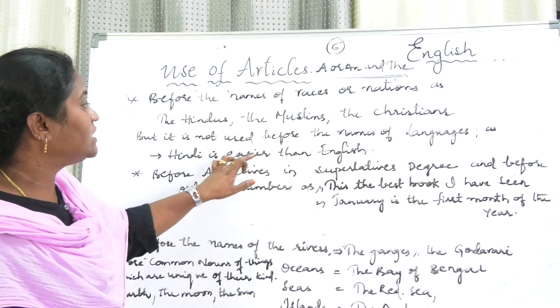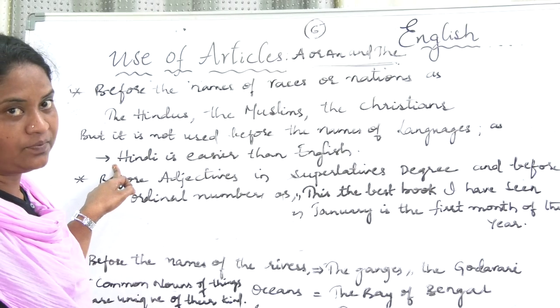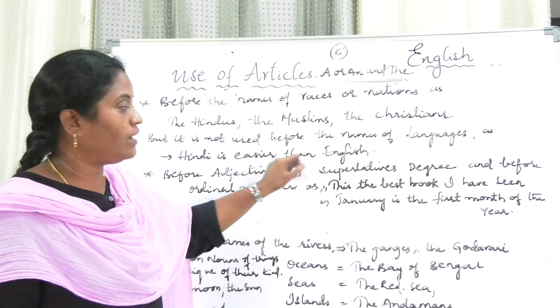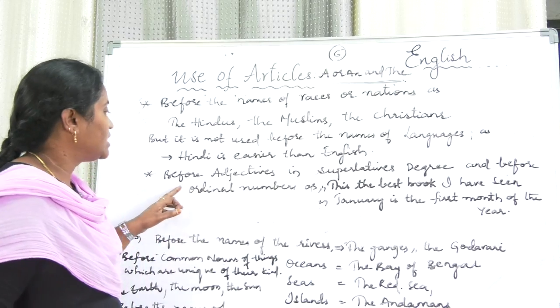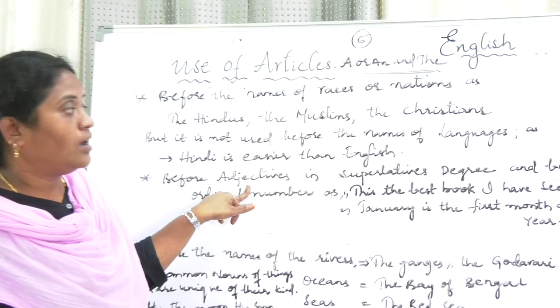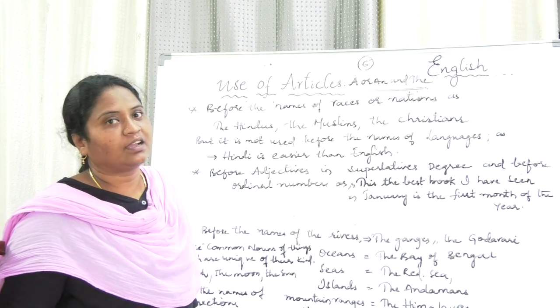Next, Hindi is easier than English. See here, we are not using article. The Hindi, the English. It is wrong. Okay, we should not use the before the languages. Next, before adjectives in superlative degrees. See, he is the tallest boy in the class. The tallest boy in the class.